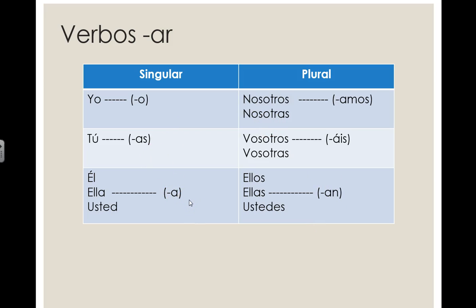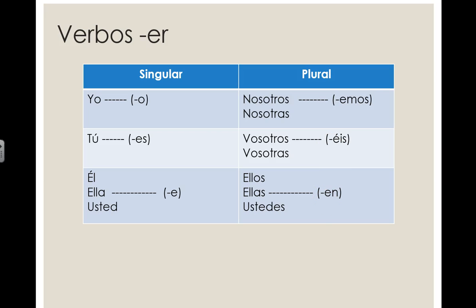So now let's look at ER verbs. ER verbs are very similar to AR verbs, but if you notice, the only difference that we have is that A changes to E. So we have o, es, e, emos, éis, en, okay?